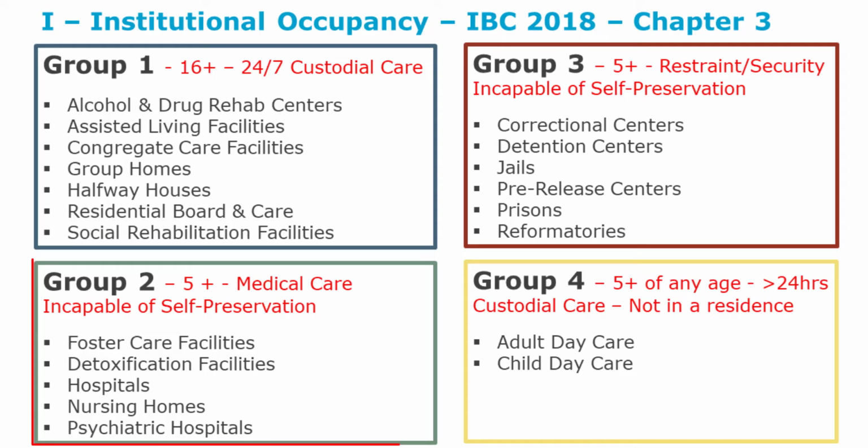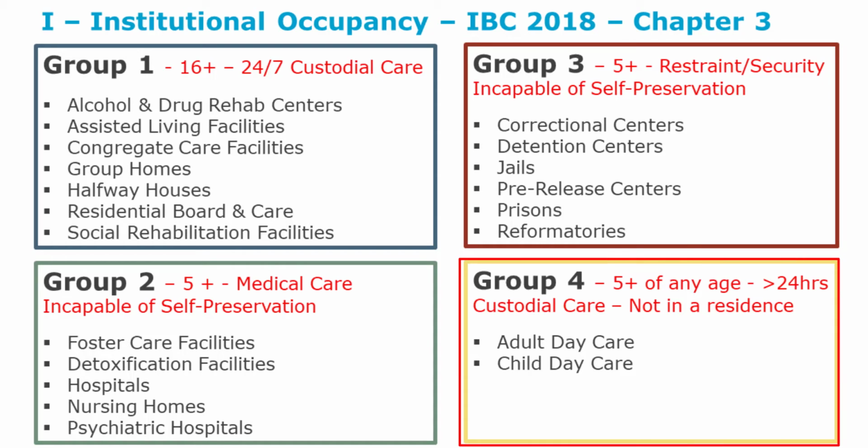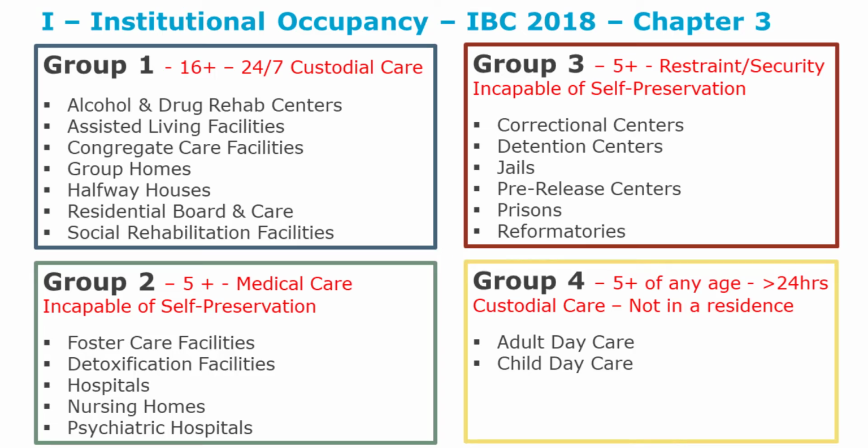Group 2, we're getting into something a little bit higher care. We're getting into detox facilities, foster care, hospitals, nursing homes, psychiatric hospitals. Very high care, in need of being able to take care of somebody. Group 3, this is where we're getting into more of the correctional, people who are put into a place for containment, for some type of purpose of controlling them. Group 4 is a little bit different again, because here we're looking at people of high care needs, our children and also our elderly groups.